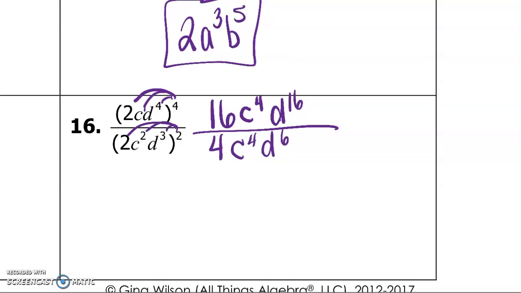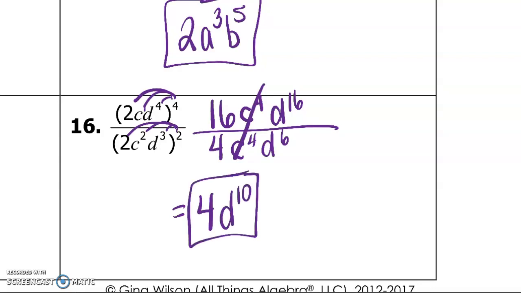Now we divide. 16 divided by 4 is 4. Our c's are the same, so they cancel out. Subtract to get d to the 10th. So 4d to the 10th. You do not have a c left at all. Those get completely canceled out.